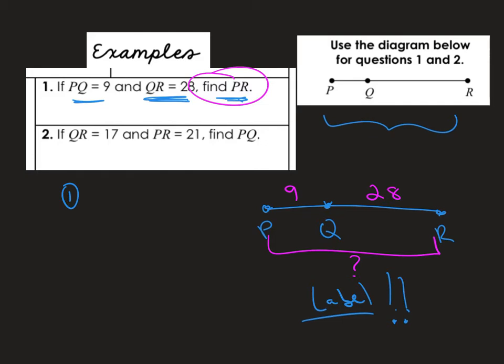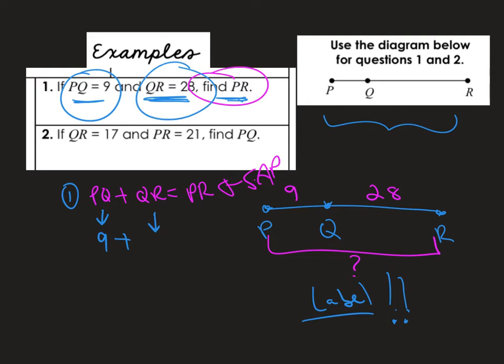But what I'm going to say is, well, PQ plus QR is equal to PR. That's the segment addition postulate, or SAP. Now what I do is I substitute what I know. So I know that PQ is equal to 9 plus QR is equal to 28 equals, right, that comes right down, and then PR drops down. That's what I'm looking for.